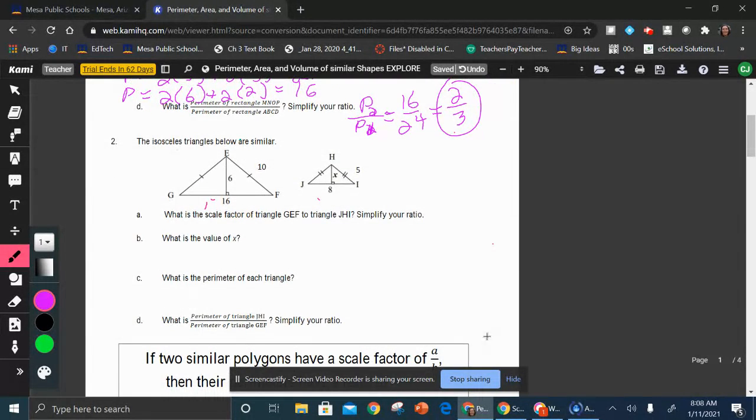Okay, so now we have, what's the scale factor? We're going to say this is the old one. This is the new one. Okay, notice it says isosceles triangle, so that means that those sides are congruent.